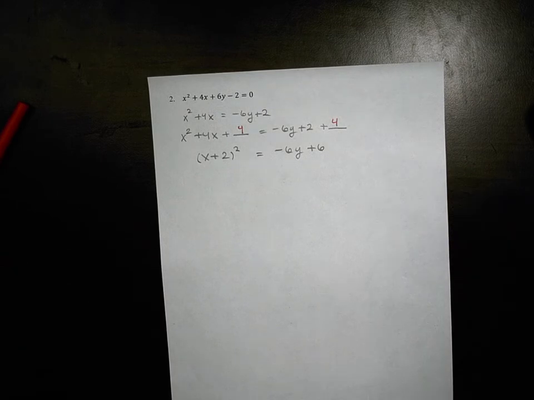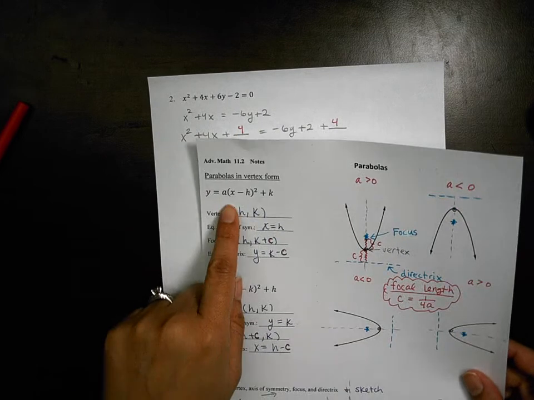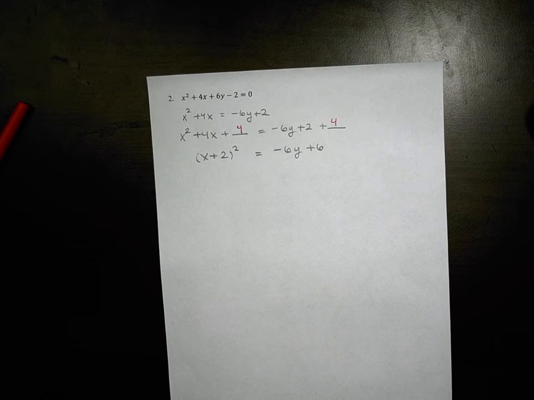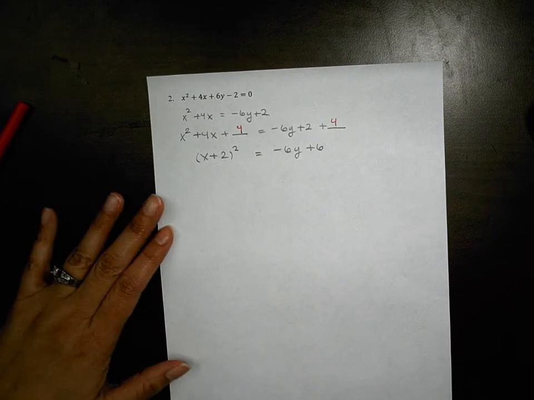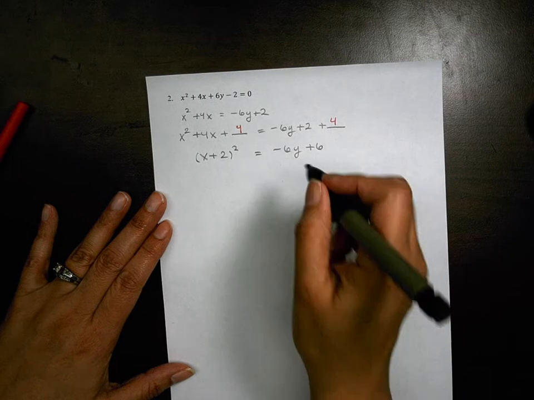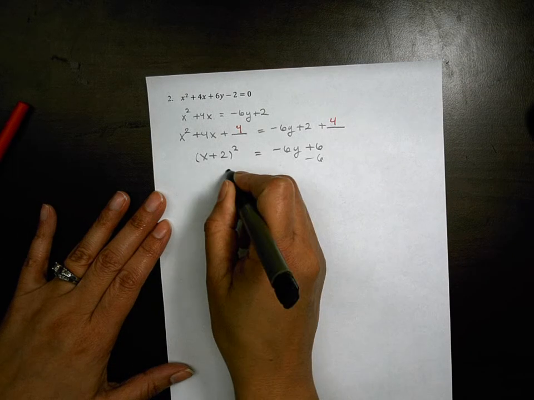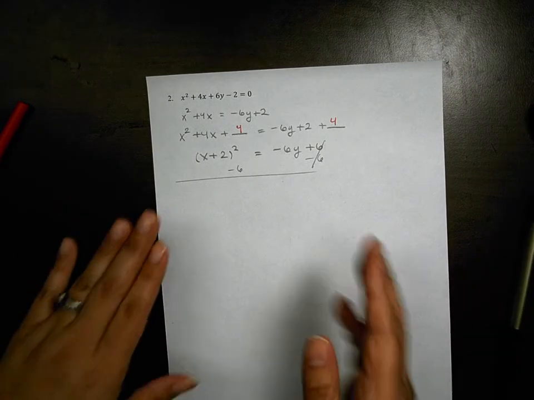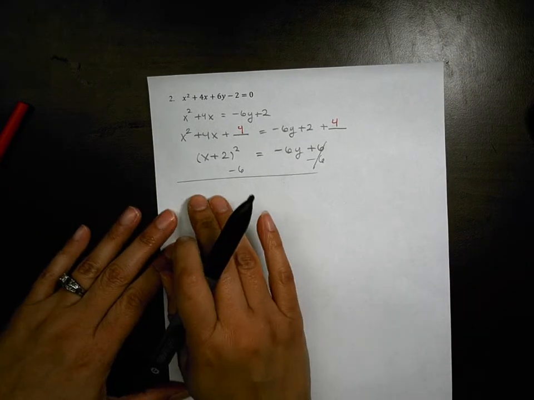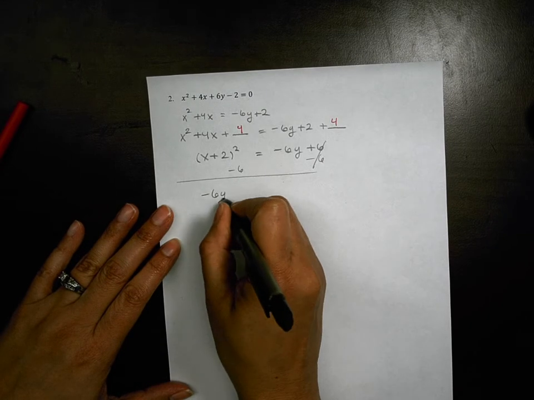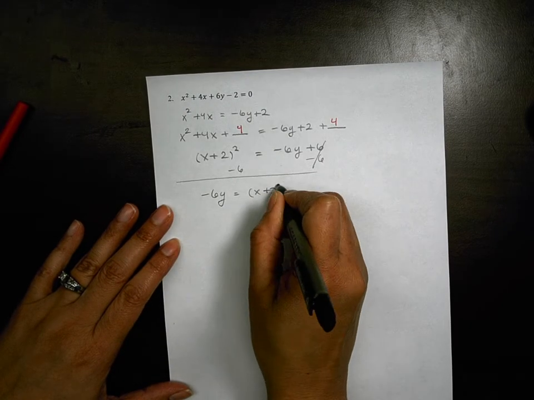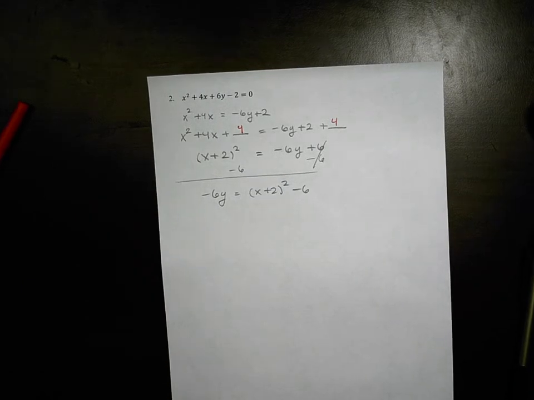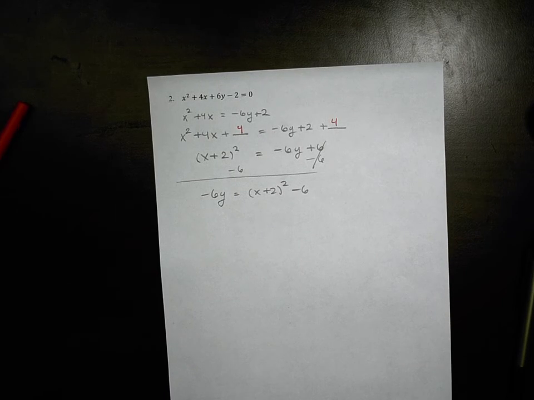Now, what I want it to look like is this. It's x being squared, so I want it to look like this, y equals. So I want to get y by itself. So I'm going to subtract this 6 to the other side. Now, you don't have to do this, but for me, I actually am going to flop everything around because I want to get the y equals on this side. So I'm going to put the x plus 2 quantity squared on the other side. And there's only one more step I have left to do, and what is that? Divide everything by -6.